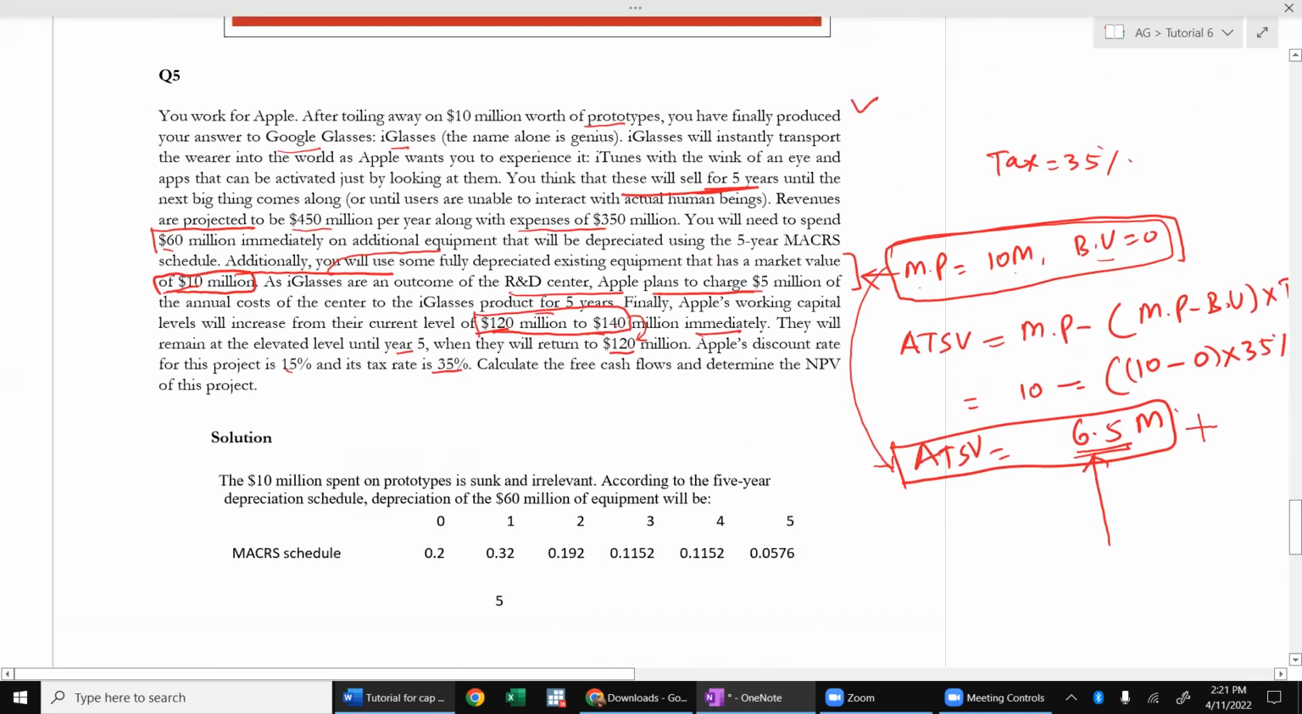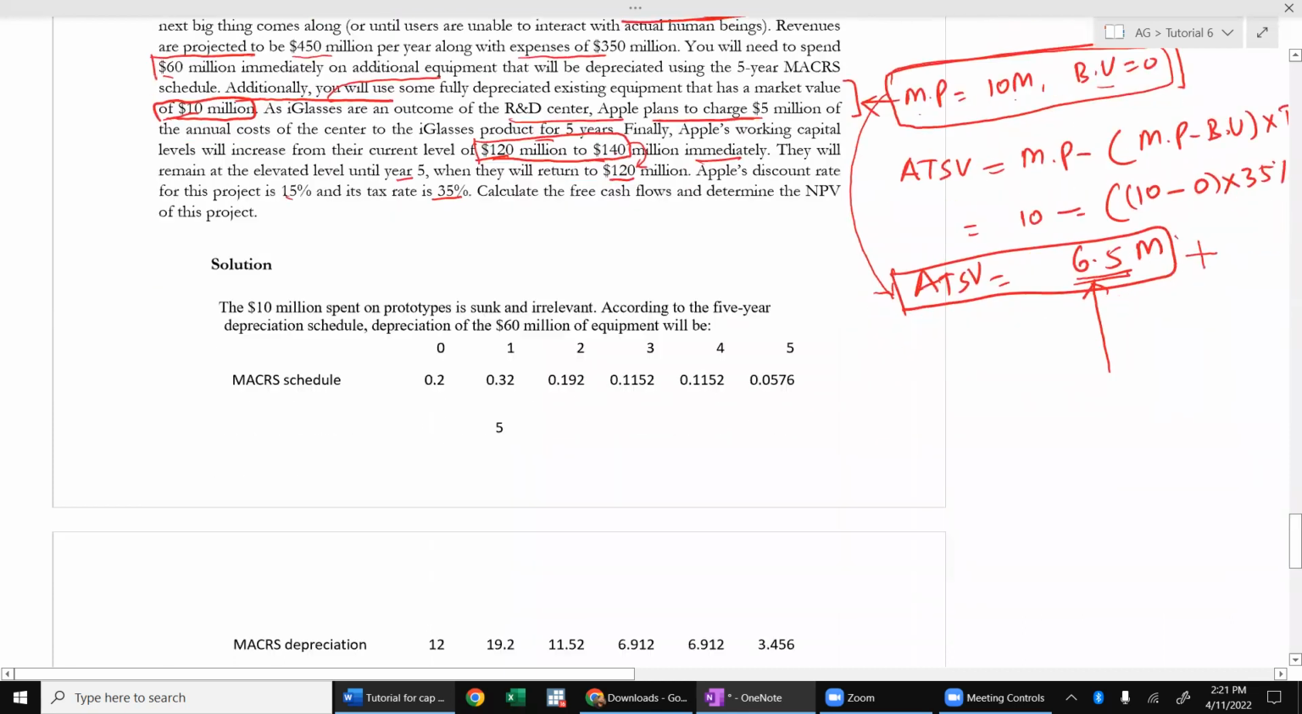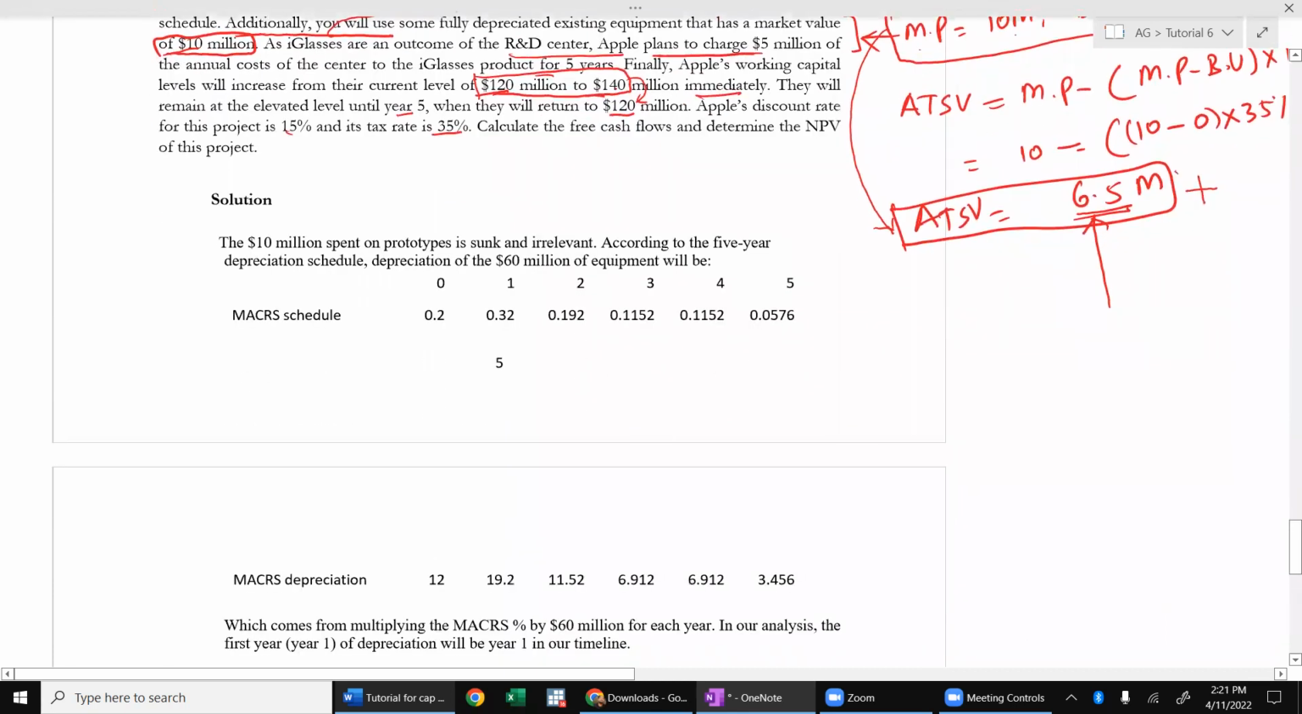So about the depreciation, it's a 5 years MACRS. So this table normally will be given to you in the exam, so don't worry about that. In the exam, you will be given the MACRS table. The 10 million is on the prototype. So again, it's a sunk cost, so you shouldn't be worried because this is not related to your cash flow estimation.